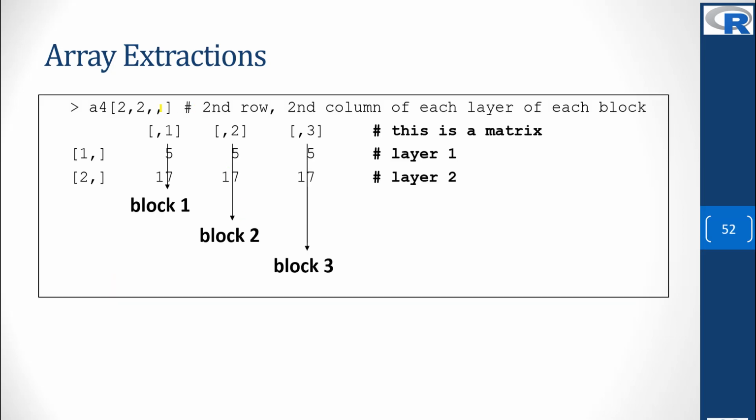Here's another example, and you notice here the result is going to be a matrix. So it takes that 4-dimensional array, and we're extracting a 2-dimensional matrix from it. It says give us the second row, second column of each layer or slice of each block. So we get 5, 5, 5, 17, 17, 17.